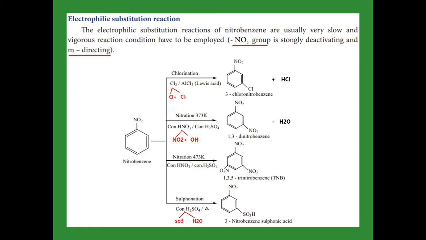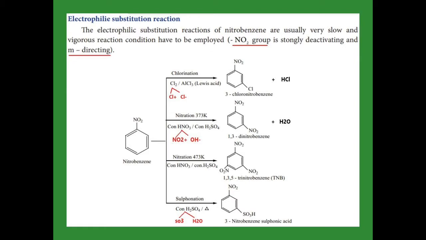Then the nitro is the meta directing group. That meta directing group directed the Cl plus to the meta position, so we get 3-chloronitrobenzene. The chlorine is in the third position and nitro is in the first position, so we get 3-chloronitrobenzene as the product. Here the hydrogen at the meta position is replaced and chlorine is substituted, so it is called an electrophilic substitution reaction. The replaced hydrogen combines with the Cl minus, and we get HCl as one of the products.